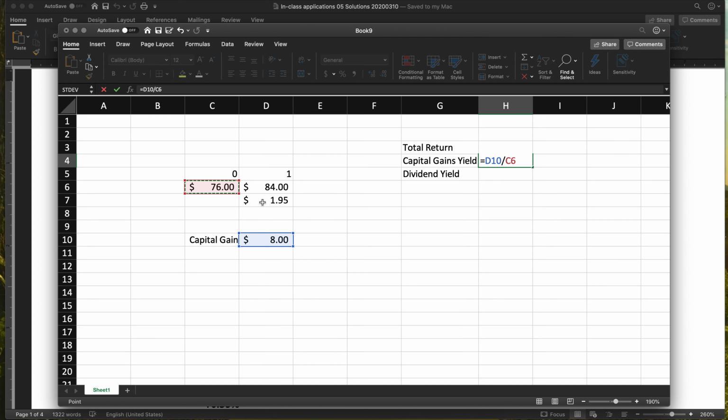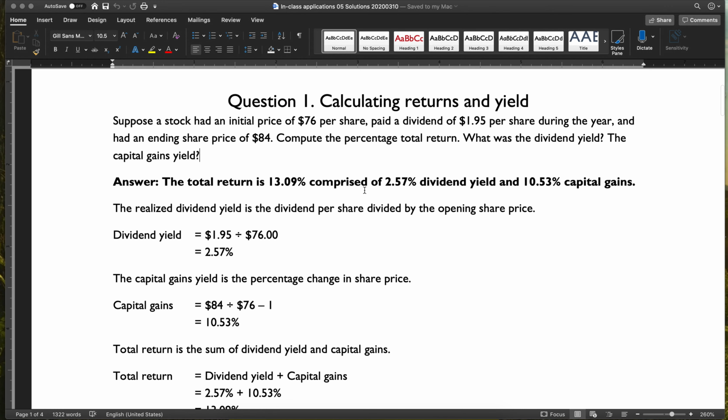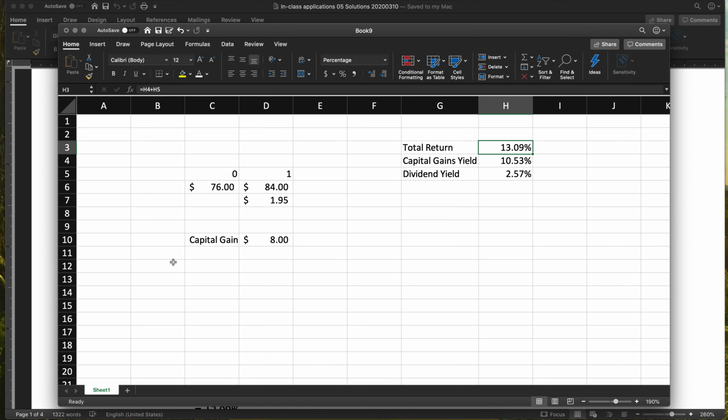So anyway, capital gains yield is just going to be the capital gain divided by the price. If we did that for the capital gain, we just took the $8 divided by the 76, then the dividend is probably the same thing, right? $1.95 divided by 76. Let's put that in percent terms. Boom. All right, the total return. Well, that's got to be both of those added up. 13%. So let's check our answers. 13.09, 2.57, and 10.53. And that's exactly what we have here.